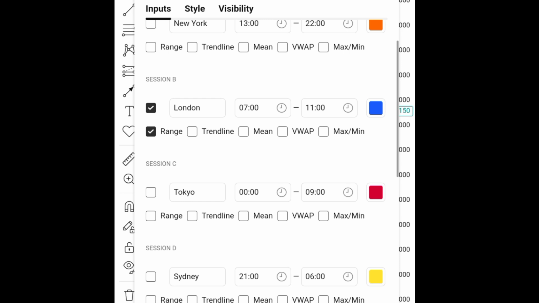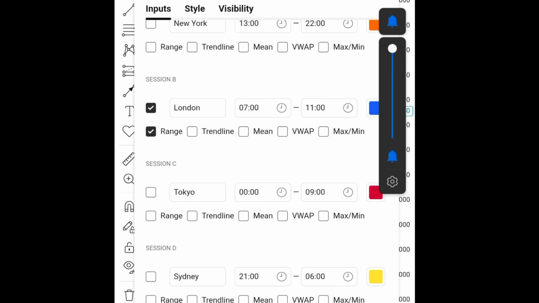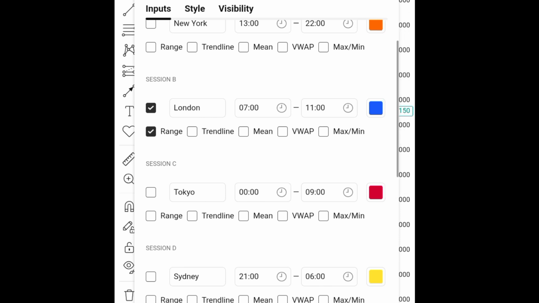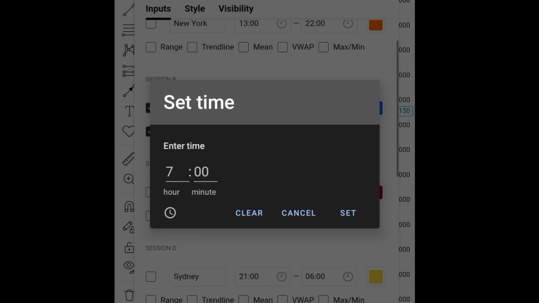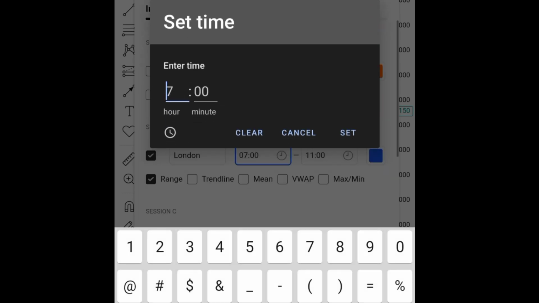So once it comes to New York, you don't really need it, but that London session is very important. Right now, once you click on London, you choose settings, and you see this keyboard place. Once you click on it, it shows you where to type in. So you type in your time, which is the hour, 7, you put 7 o'clock, the minute, you put 00.